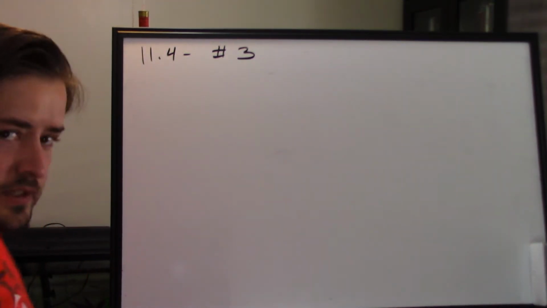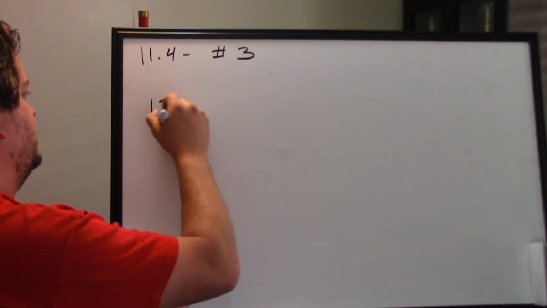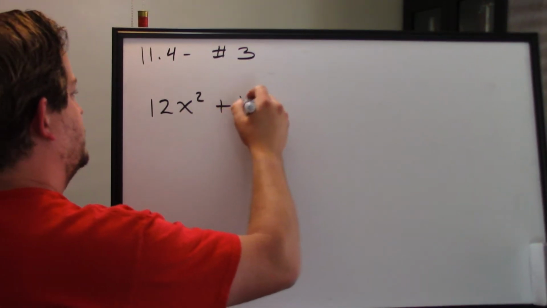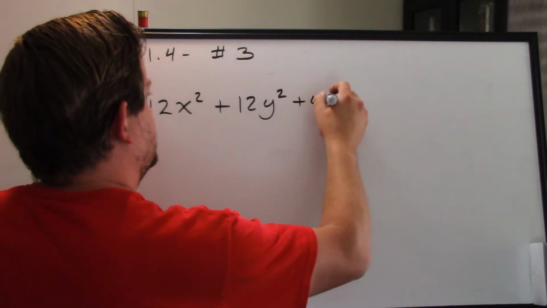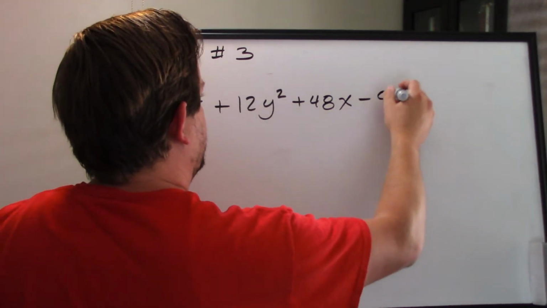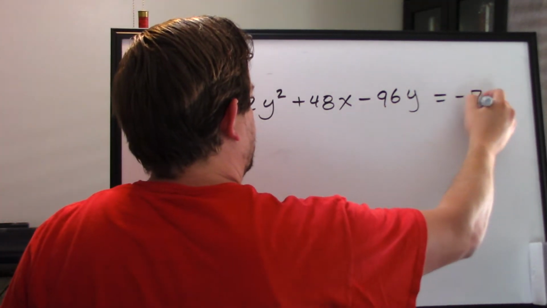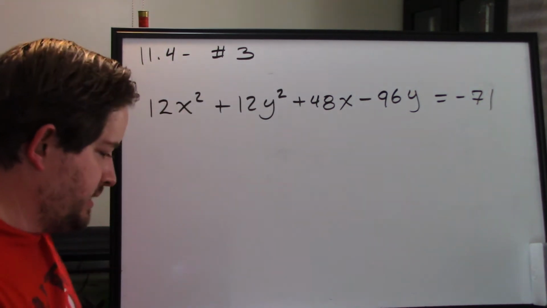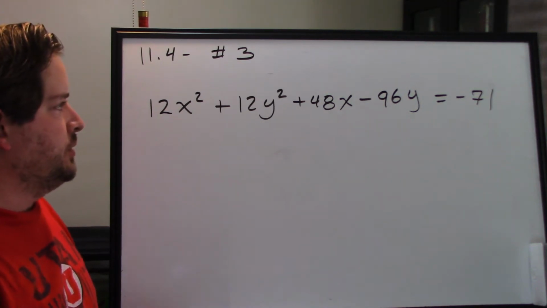Okay, number 3 says to identify the equation, and it gives us 12x squared plus 12y squared plus 48x minus 96y equals negative 71. The easiest way to identify this is to put it into its standard form, so I'm going to complete the squares.